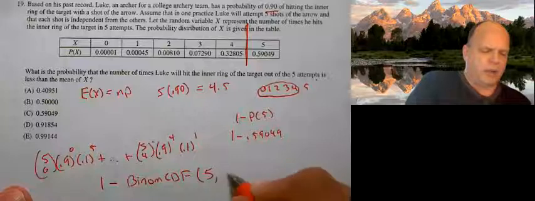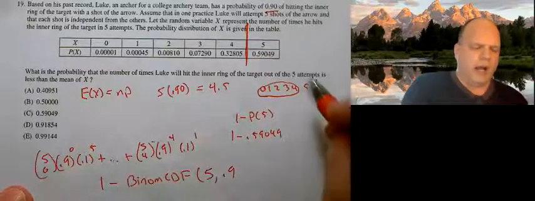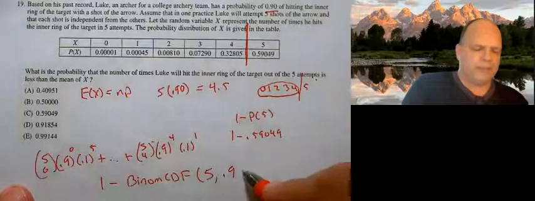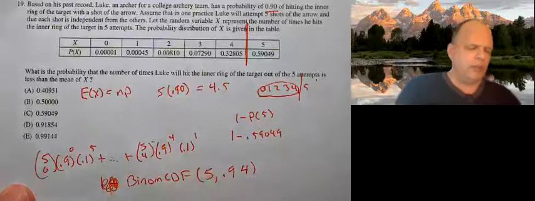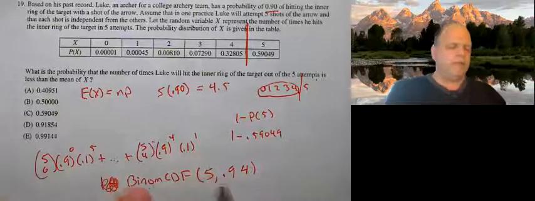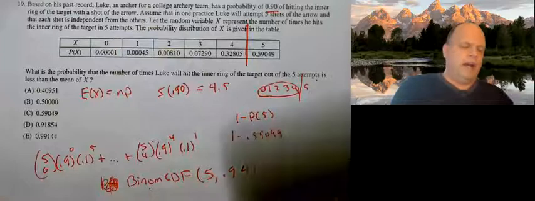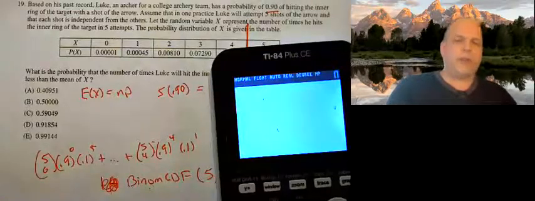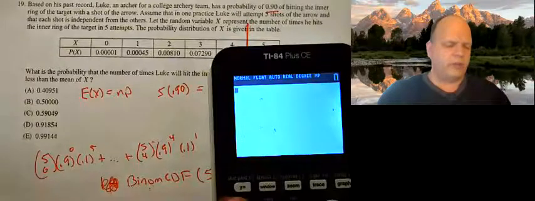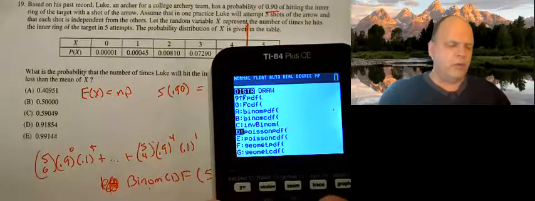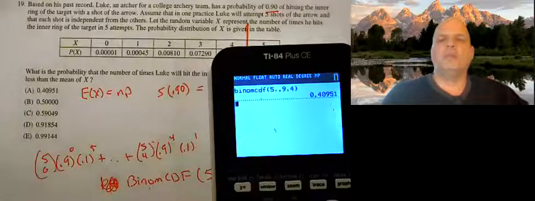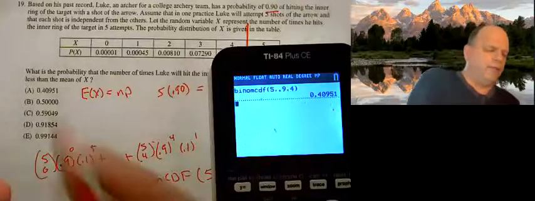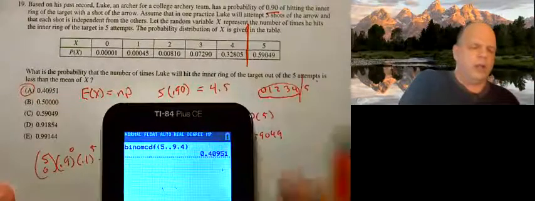Oh, excuse me, this is not a 1 minus. This is just a binomial CDF, because it's not at least. So second vars, binomial CDF, trials is 5, p is 0.9, x value is 4 (the highest value we want). And I get 0.40951.